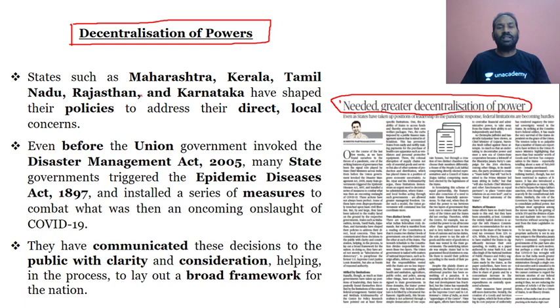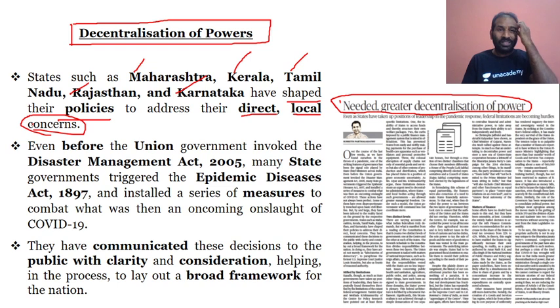So we have seen that Maharashtra, Kerala, Tamil Nadu, Rajasthan and Karnataka have gone ahead with implementing or framing their policies so that they would address their local concerns directly. Taking up their local concerns and the issues particular to those states, these states have framed or shaped their policies to deal with COVID-19, the health crisis, and even a little bit of the economic crisis. So what is important is the powers of the state governments to frame their policies as per their requirement and demand, which they have done in regards to the lockdown.